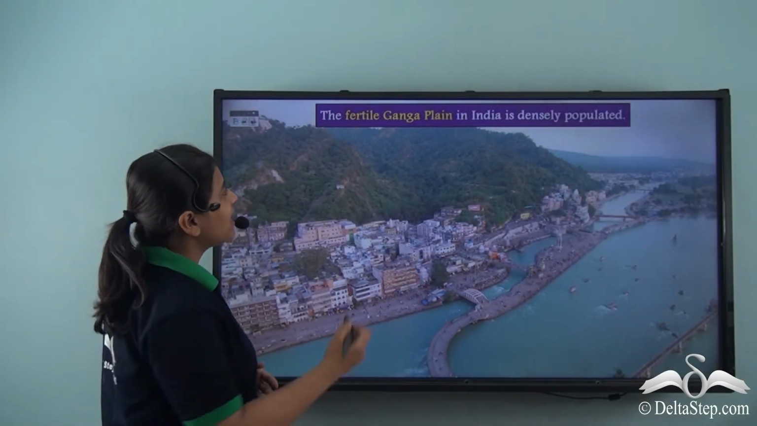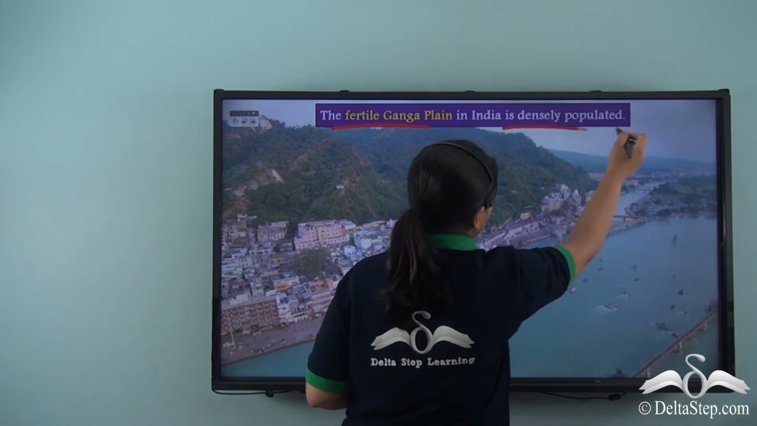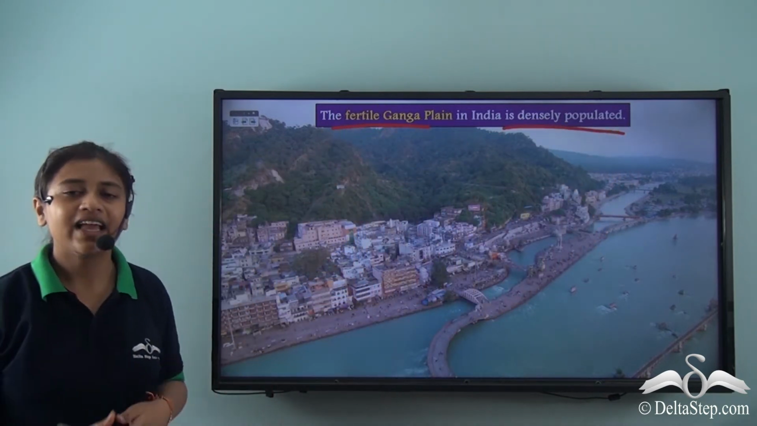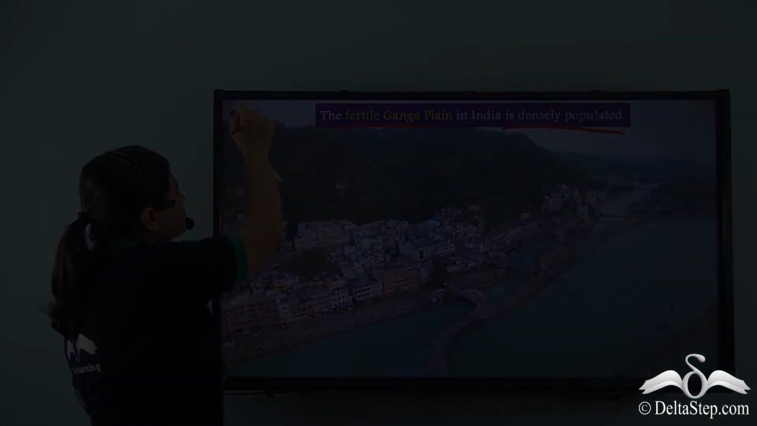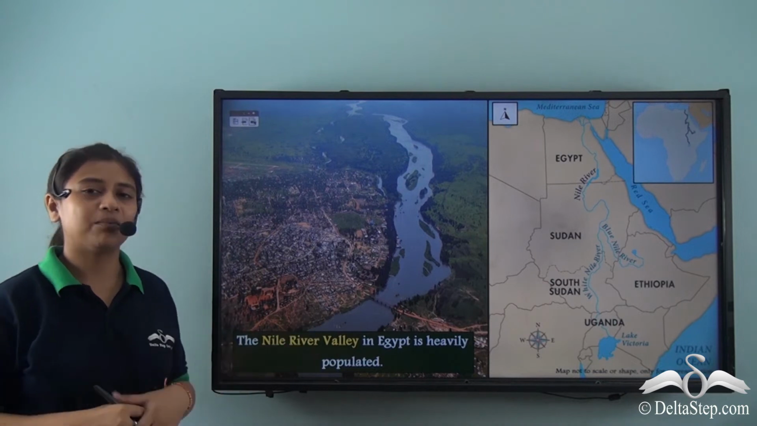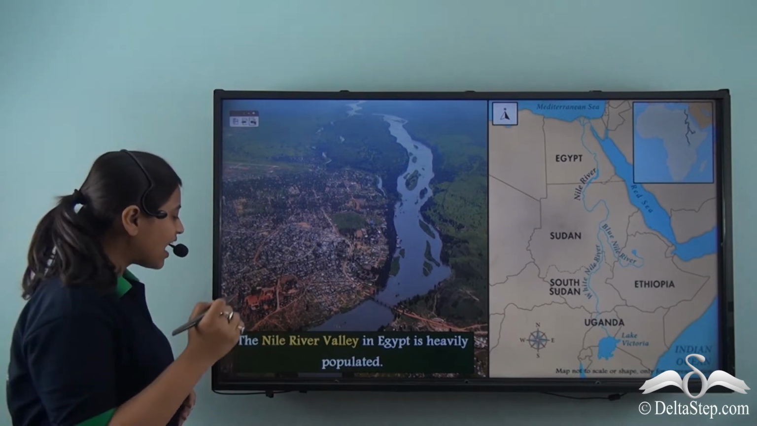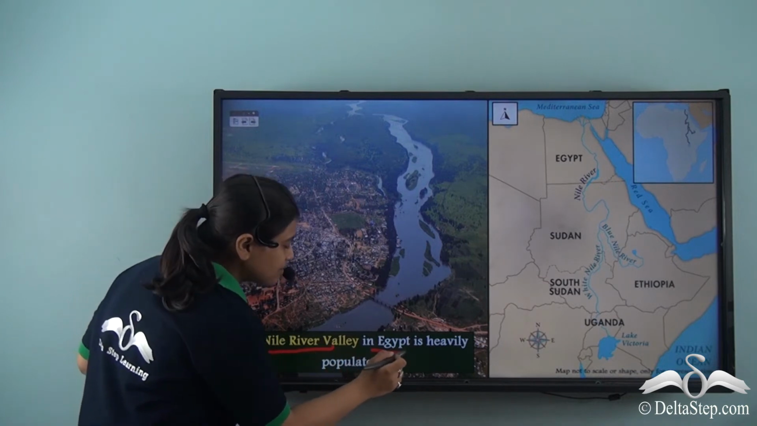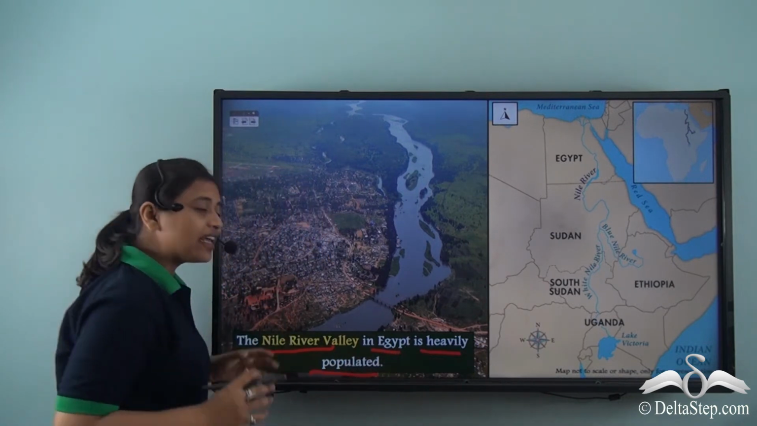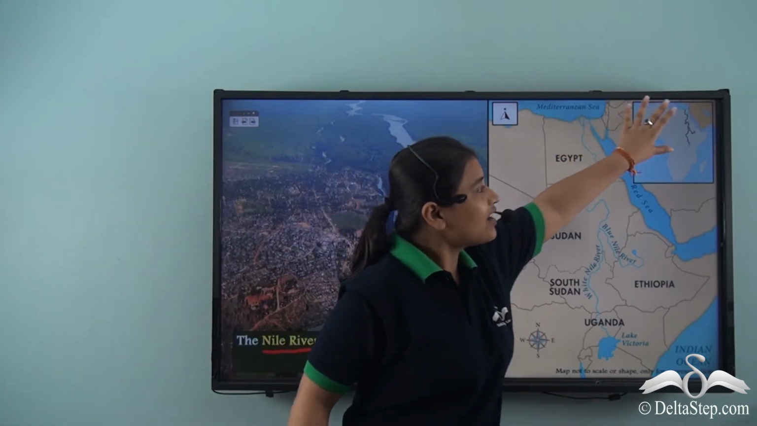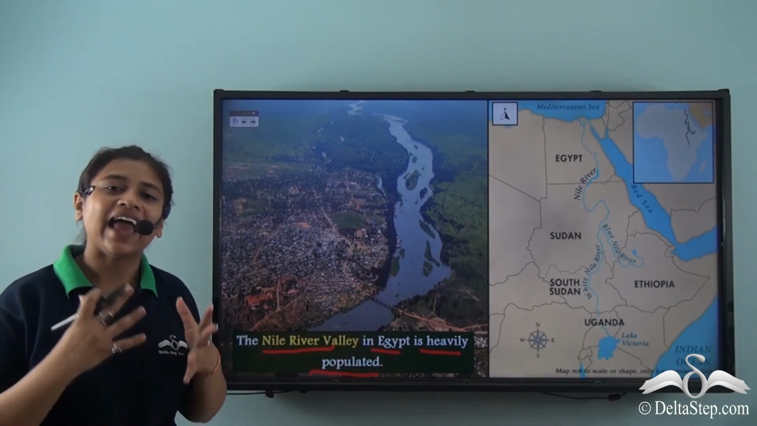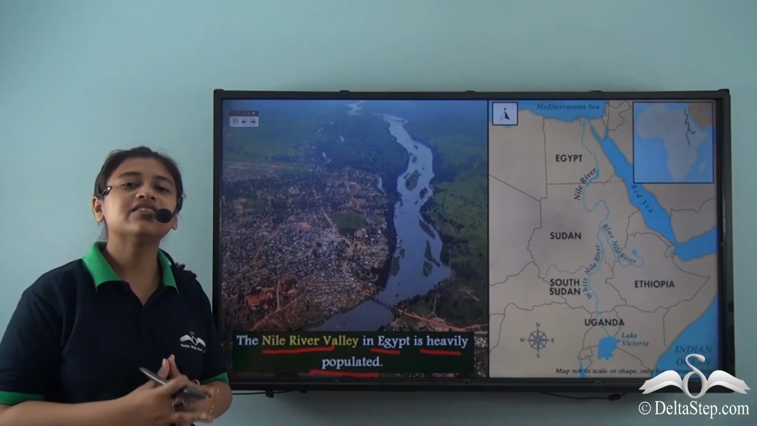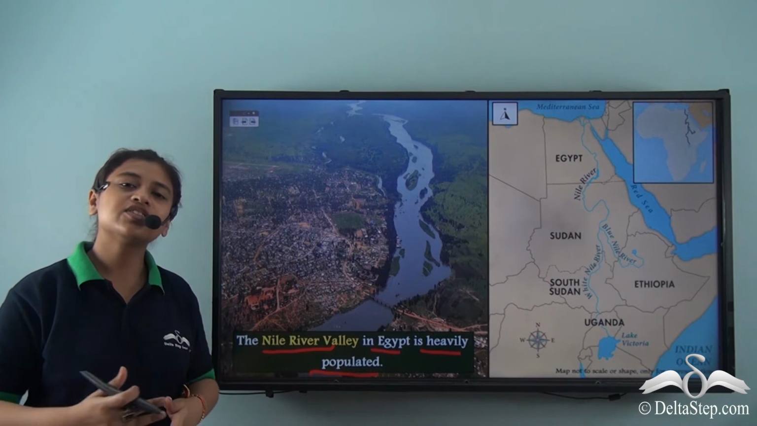So the fertile Ganga plain in India is densely populated. The fertility of the Ganga Basin is actually what makes it so densely populated. Now here is also a very good example, a very important one, where we see that the Nile River Valley in Egypt is heavily populated. Even though Egypt falls in the Sahara Desert region, that is the northern part of Africa, the presence of this riverine region or the Nile River Valley makes it heavily populated. So the fertility of land plays a very important role in contributing to a dense population.